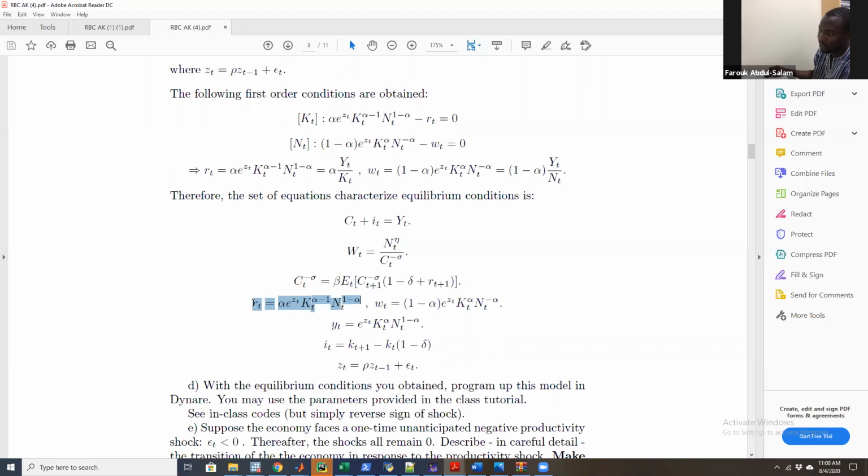Now, this is the rental rate of capital that we just saw here. And remember, it can be changed into Y over K. It's just very simple math. We can change this guy back to K. If you have questions about it, let me know, I can elaborate. In terms of the wage, the same thing. You can change this guy back to K. We have this fairly standard equation.